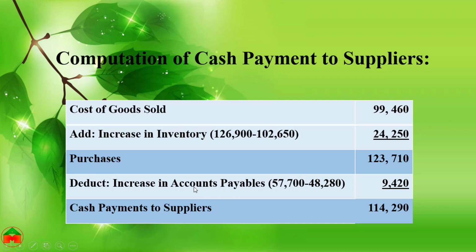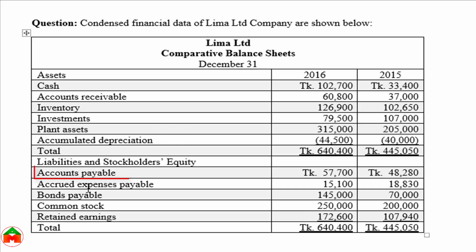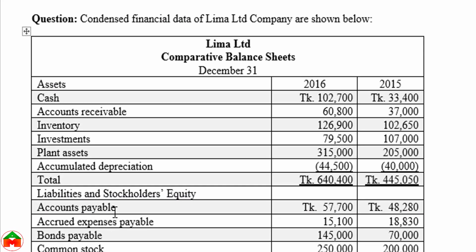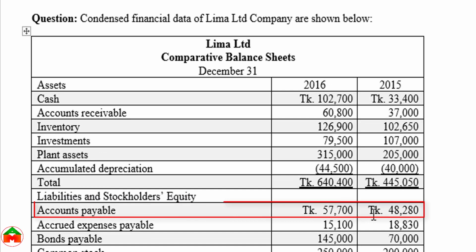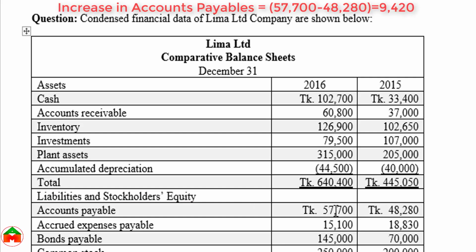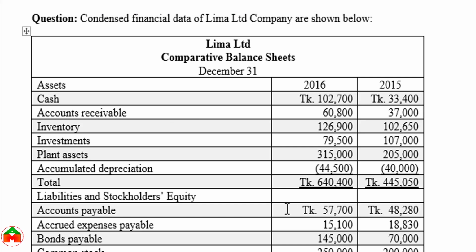So let's get back to the question to see the amount of accounts payable. In the question, we can see the amount of accounts payable in the comparative balance sheet here. The accounts payable in 2015 is 48,280, and the amount of accounts payable in 2016 is 57,700. Clearly we can see there is an increase. We will adjust this increase with the purchase amount. Let's get back to the calculation.